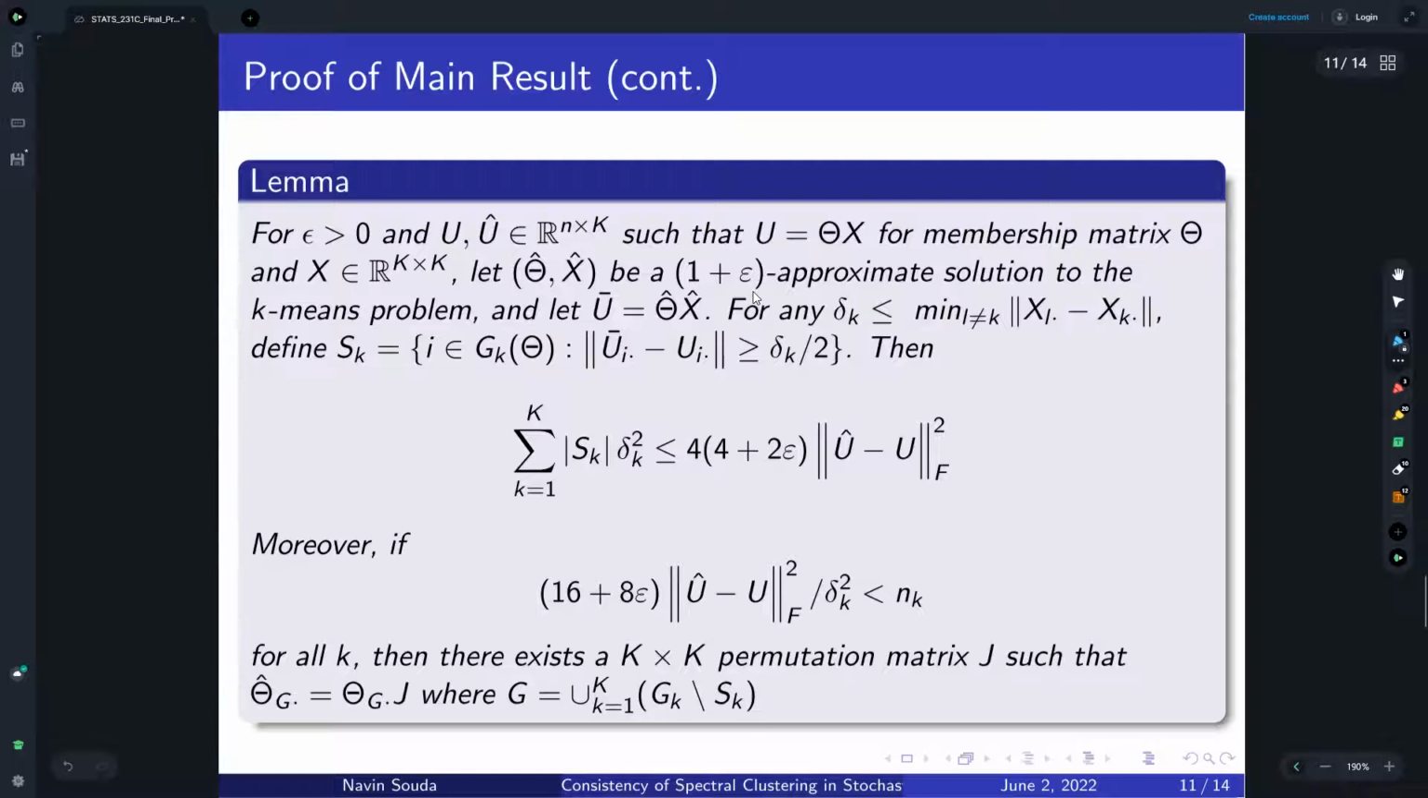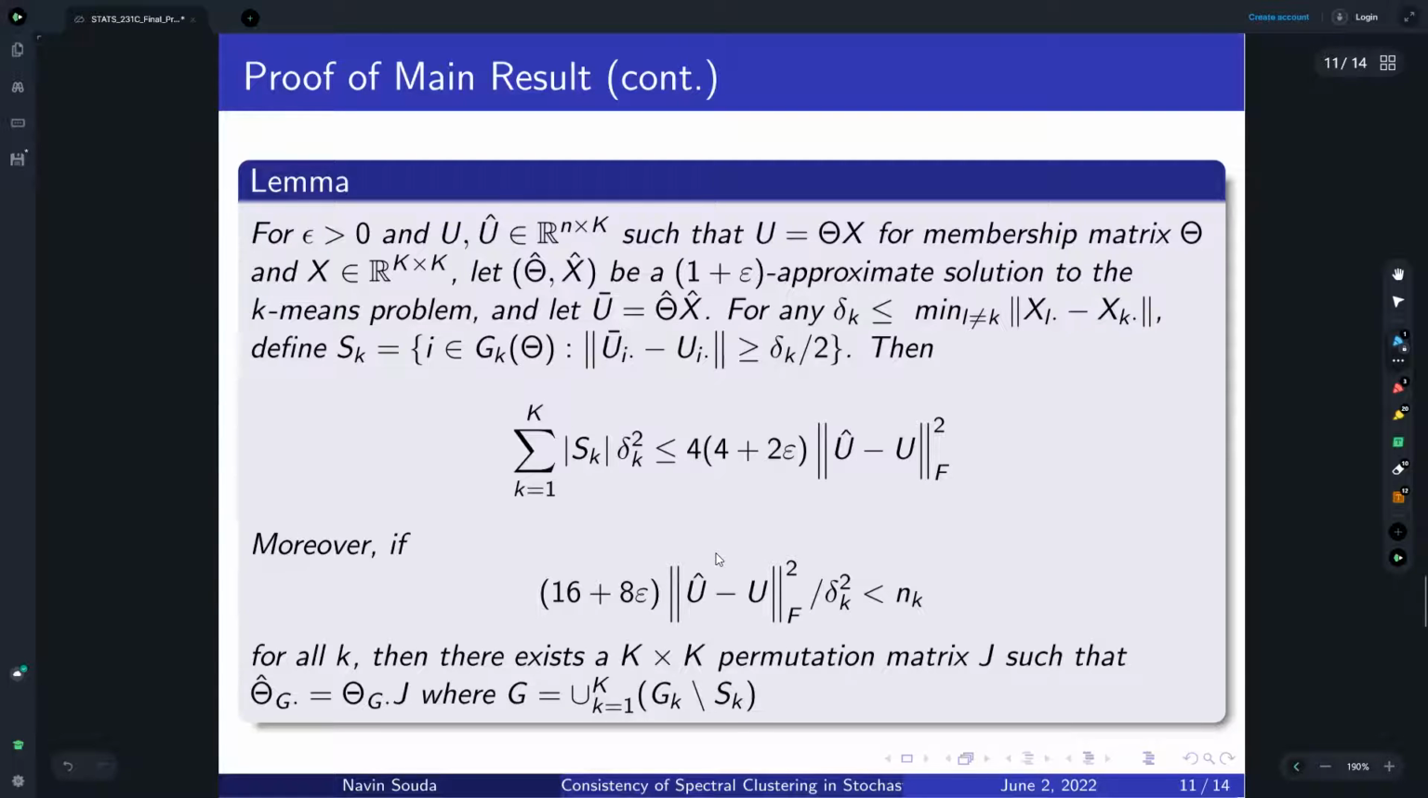Then we can bound this sum of the cardinalities of S_k times delta k squared by the Frobenius norm of the difference between U hat and U. Note that this is U hat and not U bar. And furthermore, if this condition holds, 16 plus 8 epsilon times the Frobenius norm squared of the difference of U hat and U, divided by delta squared, is less than n_k, then there is a permutation matrix J such that theta hat J equals theta G, for G as we defined before, which is just the communities with these S_k removed.